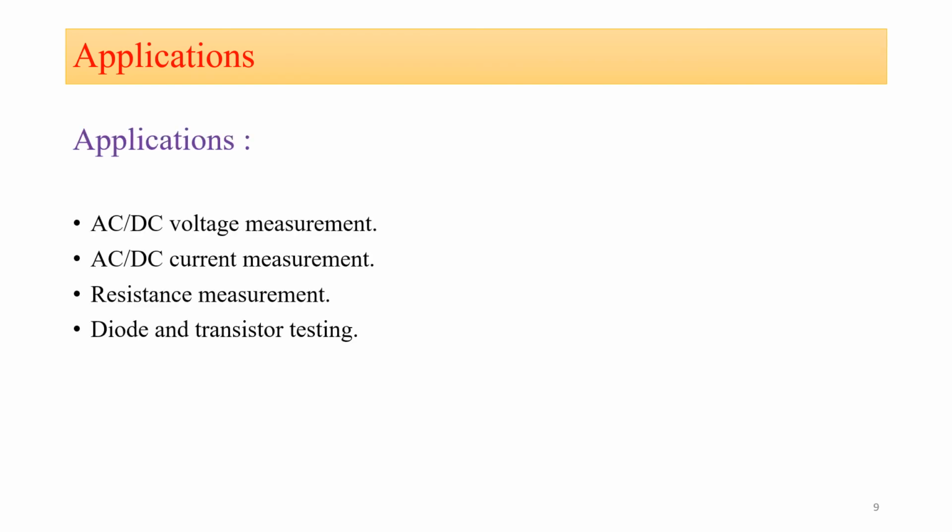Now which are the different applications of digital multimeter? First, we can use our digital multimeter for AC or DC voltage measurement. Similarly, we can use our digital multimeter for AC or DC current measurement. Then by using digital multimeter we can measure the resistance also. Then to test our diode or transistor we can use our digital multimeter. So these are the various applications of our digital multimeter.